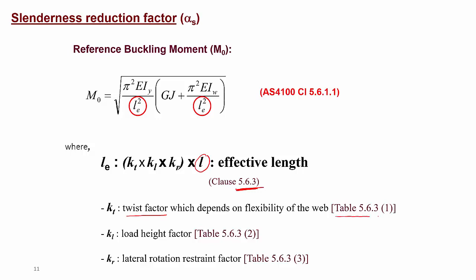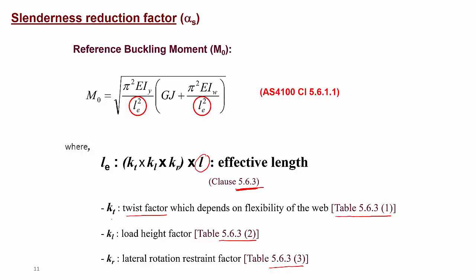That is what is taken into account in the KT factor. It is given in table 5.6.3(1). KL takes into account the load height factor, which is given in table 5.6.3(2), and KR is the lateral rotation restraint factor, which is given in table 5.6.3(3). Can your beam rotate at the ends? Laterally, can there be some lateral rotation at the ends? That's what is taken into account by KR.